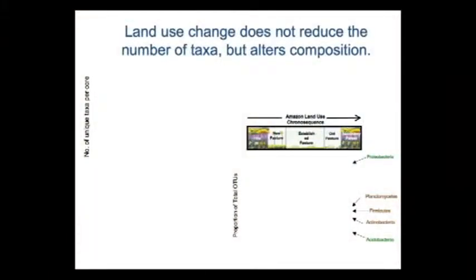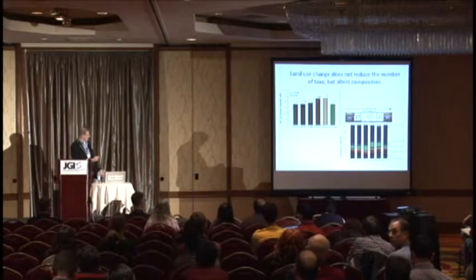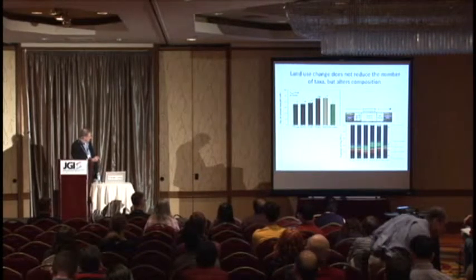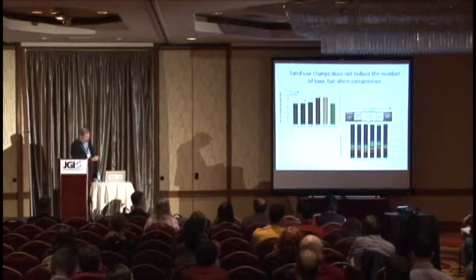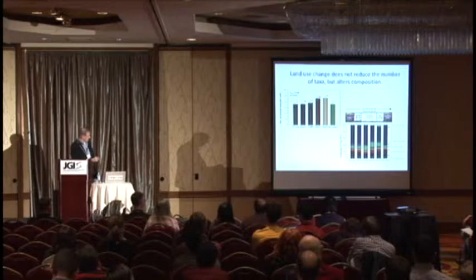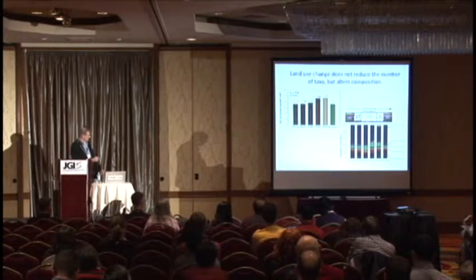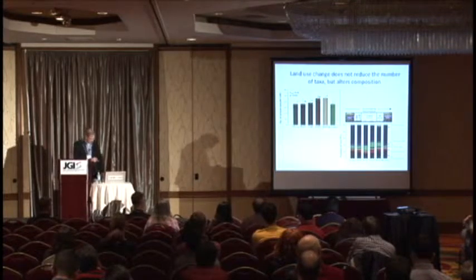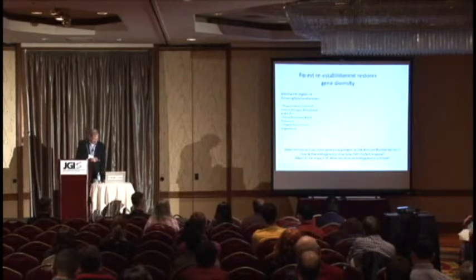So the land use change does not reduce the number of taxa, but it does alter composition. So this would be the number of taxa which are similar. This is the change here. So these are pastures formed at different periods of time, and then a successional forest at the end. And you see that there is a change in different groups over time, but the forest returns to the original type.